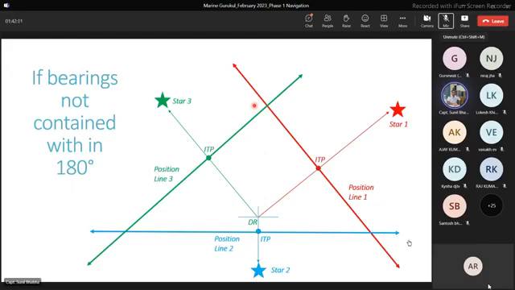It is not possible to do that. The bearings are not contained within 180 degrees. Now how do we resolve this cocked hat? For resolution of the cocked hat, you see this triangle which is being formed has 3 vertices.